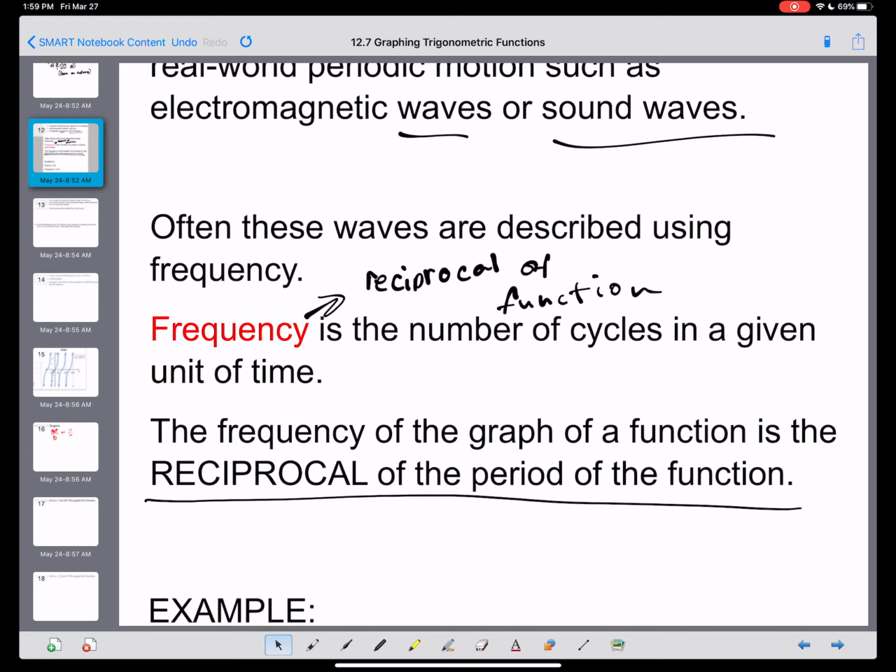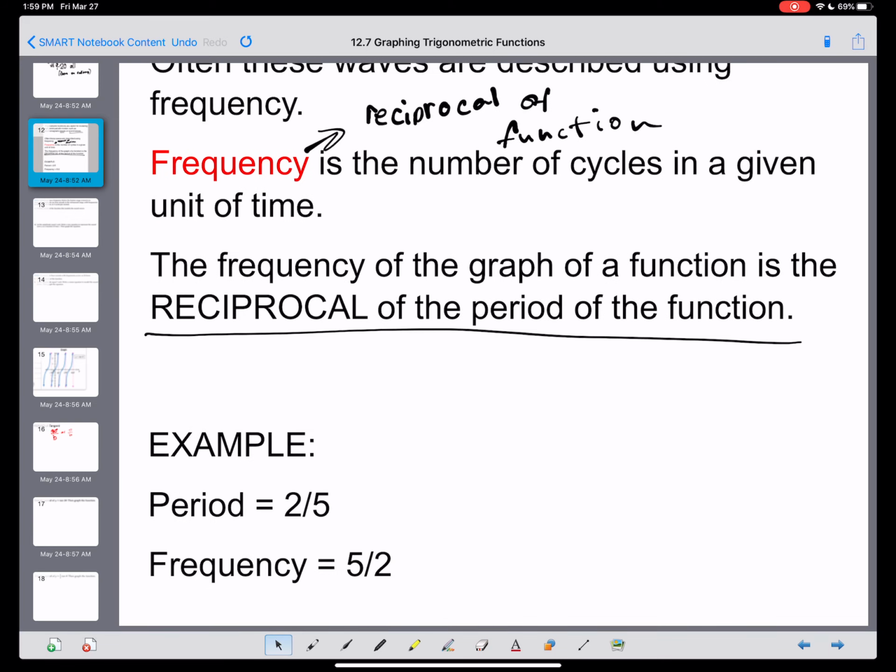Gonna move on. So I'm just scrolling down. Some examples would be: period is 2/5, that means that the frequency is 5/2. All I'm really doing right there is just flipping it around. Cool. Let's move on from there.